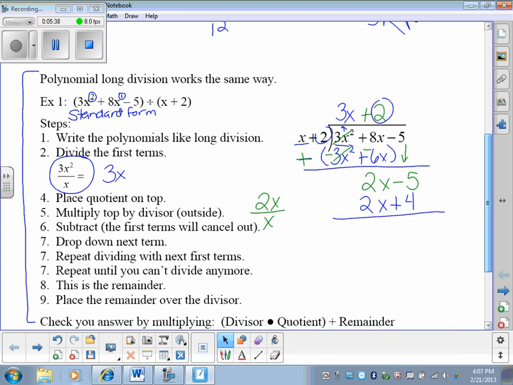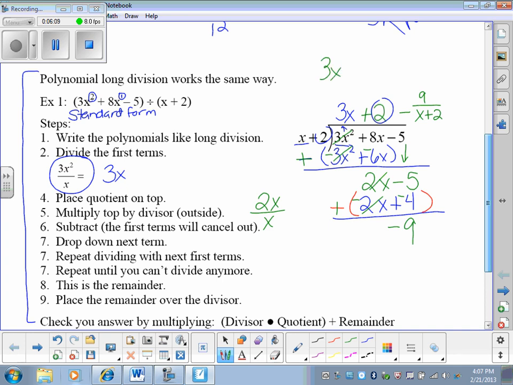Now again, I would suggest that when you're subtracting that you go ahead and change this to addition and then change the signs of these. That becomes a lot easier. These cancel and then you have a negative 5 and a negative 4 gives you a negative 9. Now you take that negative 9 and you put it back up here, so it's going to be minus 9 over your divisor, which is x plus 2. And so your answer is going to be 3x plus 2 minus 9 over x plus 2.